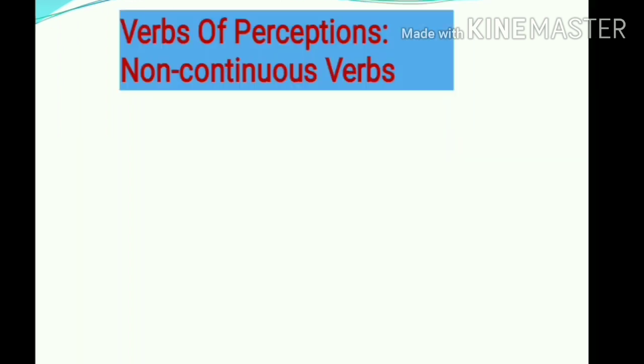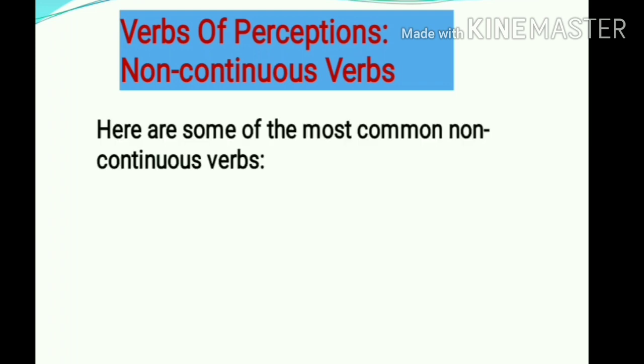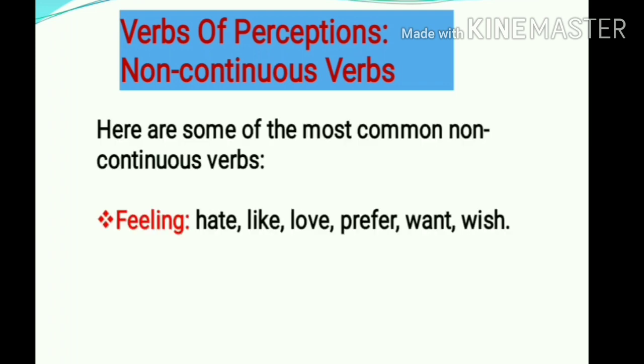So now here, verb of perceptions. These verb of perceptions are called non-continuous verbs. That means the following verbs are not used in the continuous forms. That means with to be plus verb in ing. Here are some of the most common non-continuous verbs. The verbs of feeling: hate, like, love, prefer, want, wish. These verbs never take ing form, that means continuous tense.